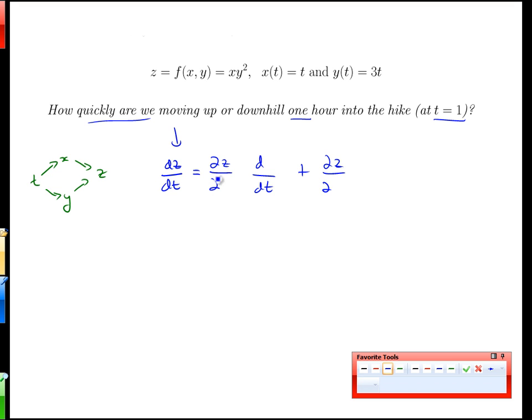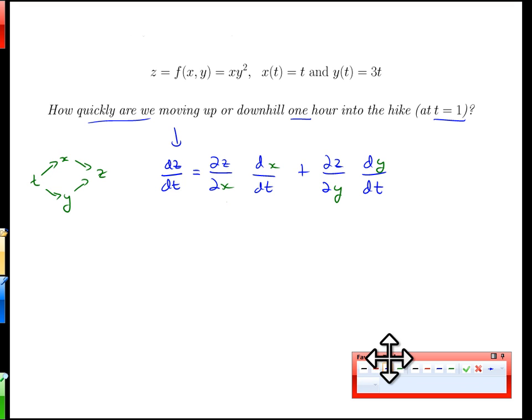The first ones here are always partial derivatives because z has 2 input variables. The second ones are regular derivatives because x and y only have 1 variable coming in, and that's time. So there's only a single derivative, or a full derivative.